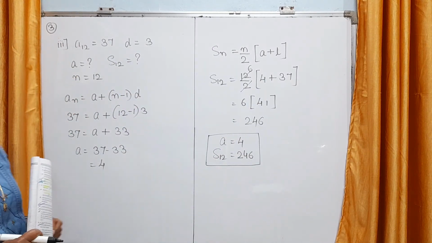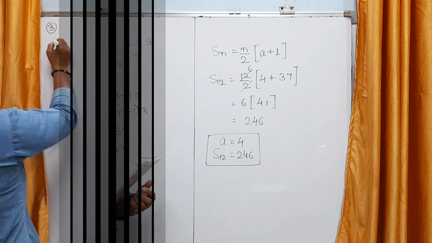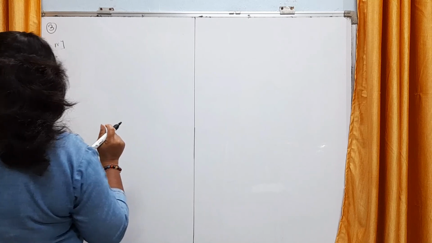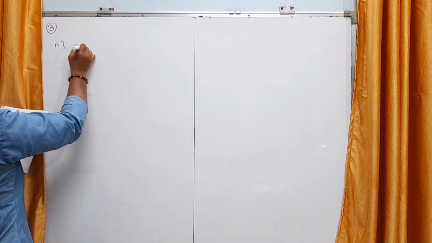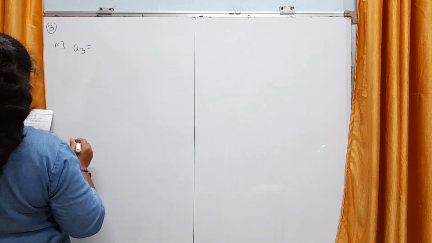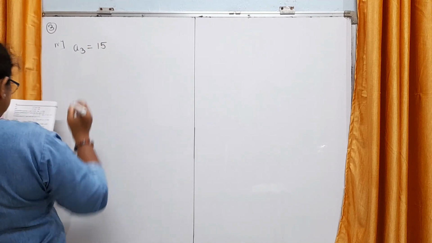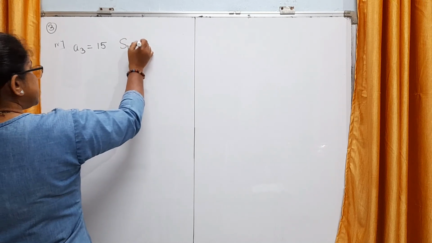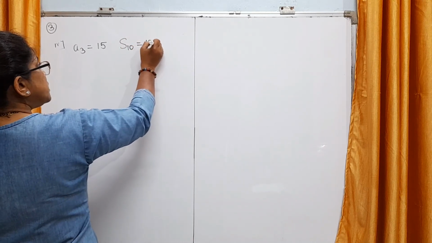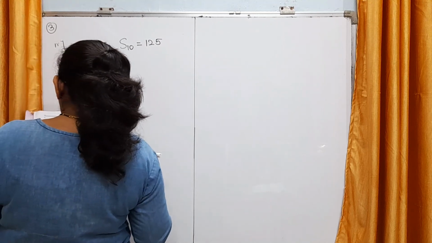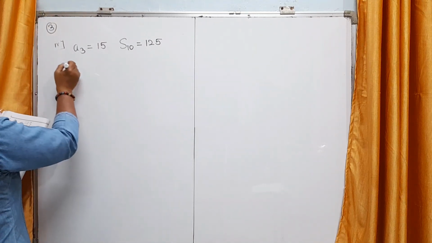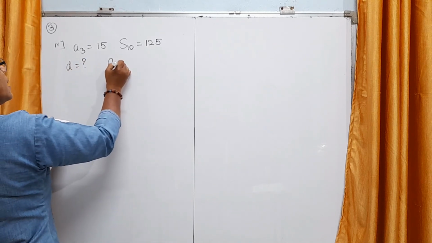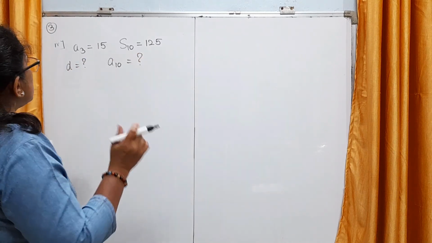Now let's move to our fourth sum. Fourth sum of this third Roman number. Let's see what are the things given here. Here A3, okay, A3 is 15. Then S10 is 125. Okay, and from this we have to find d and A10. Okay, no problem.